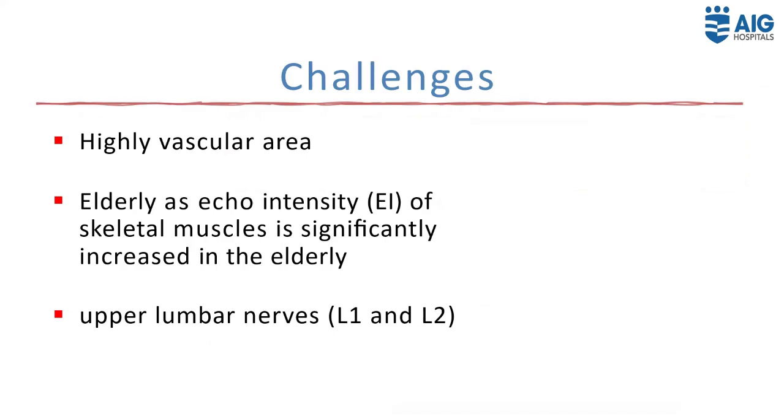A unique challenge of lumbar plexus block is that it is a highly vascular area because of the ascending lumbar veins, lumbar arteries, and the dorsal branch of the lumbar artery, and so all of these increase the chances of a psoas hematoma. In the elderly, the echo-intensity of skeletal muscles is significantly increased, which can make the block challenging. Upper lumbar nerves L1 and L2 contribute predominantly to sensory nerves, and stimulating these may not elicit a motor response.